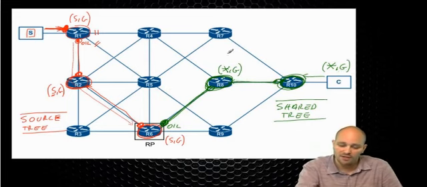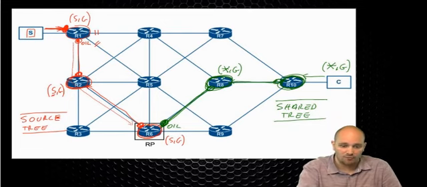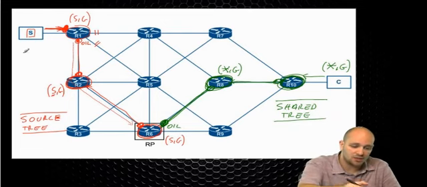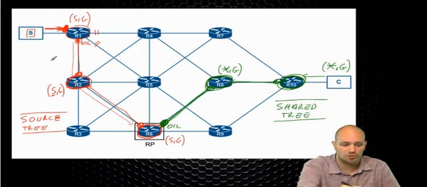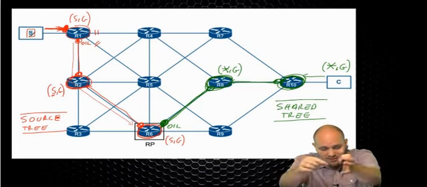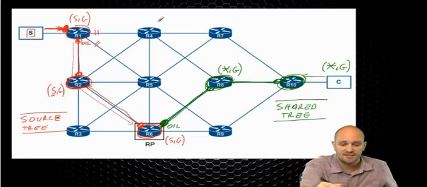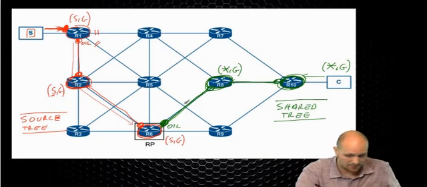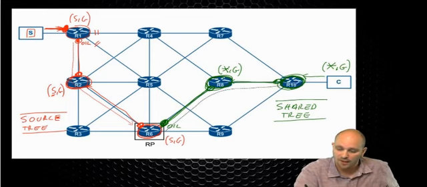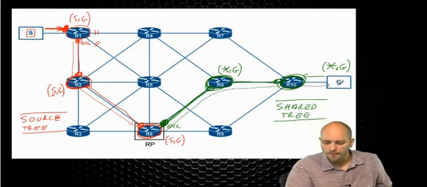So in this part here, in the green part, we don't care who the source is, and the root is the rendezvous point. But in this red tree here, we actually do care who the source is, because this is a source tree. This is the root of our tree. The traffic will be flowing from this source onwards. Now, when this traffic arrives to R6, R6 is now going to forward this traffic as multicast traffic down this tree here. And the traffic is now delivered to our client.